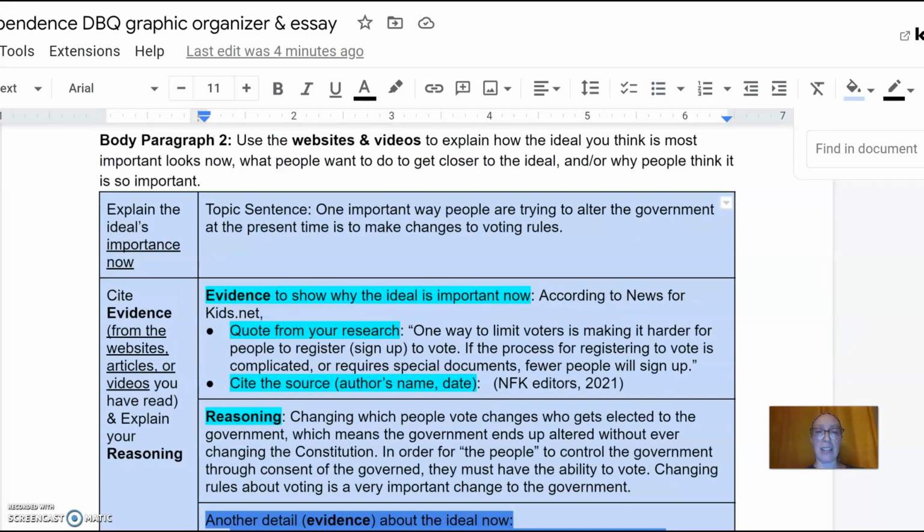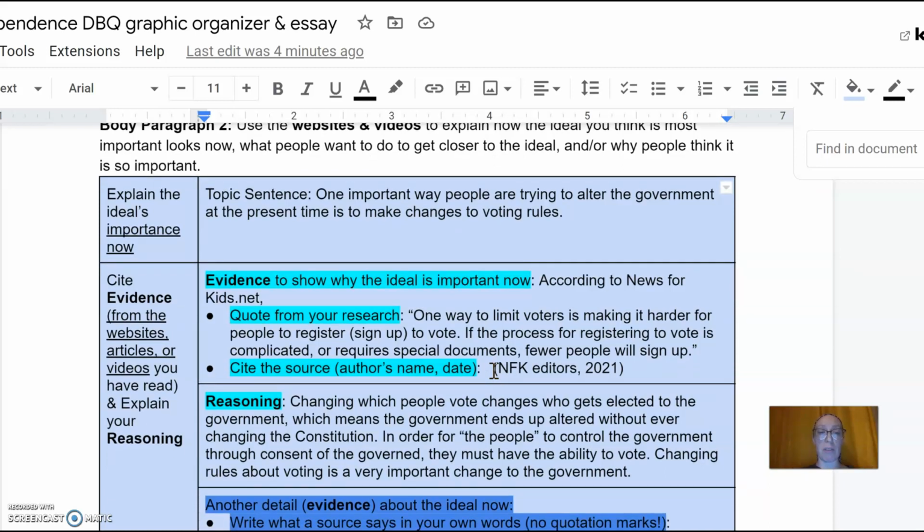All right, and so I now have my reasoning finished. You'll notice I wrote 3 sentences there. It does not have to just be one sentence. It needs to be all of your reasoning to explain how this quote or this idea supports your claim that this is an important thing. And so I explained how changing who can vote can change the government, and why that's so important.